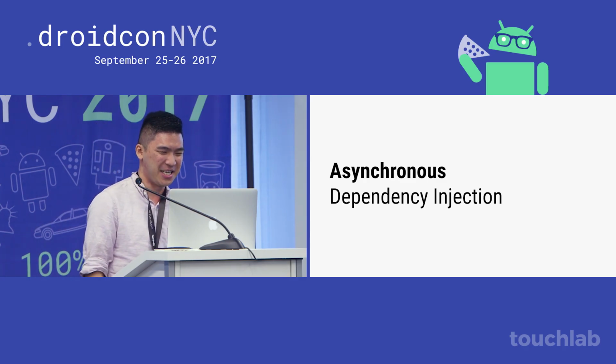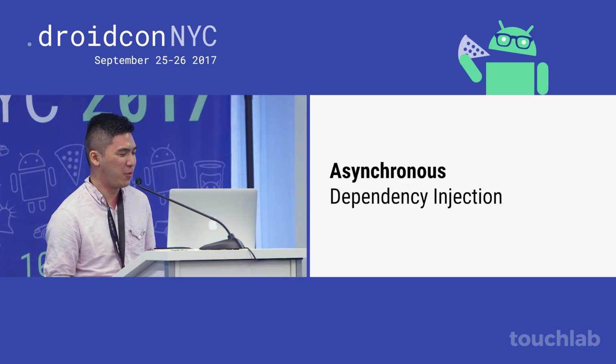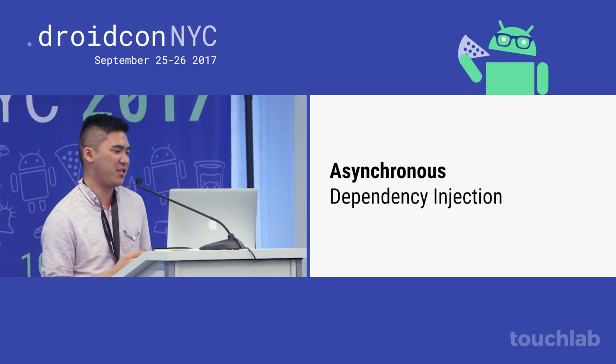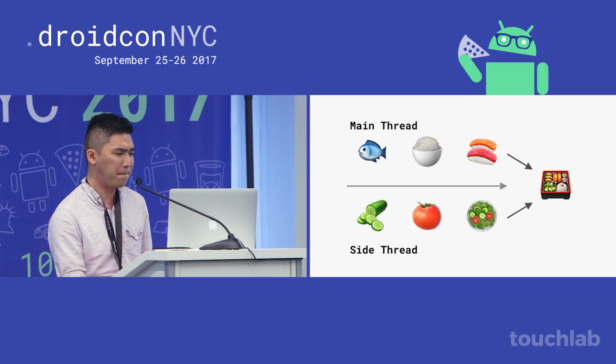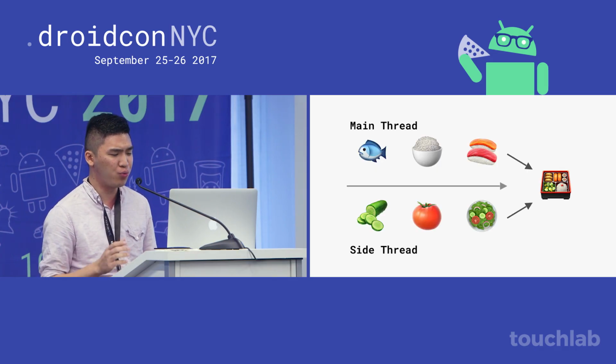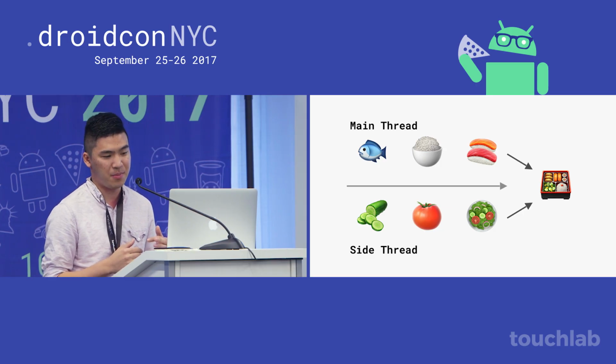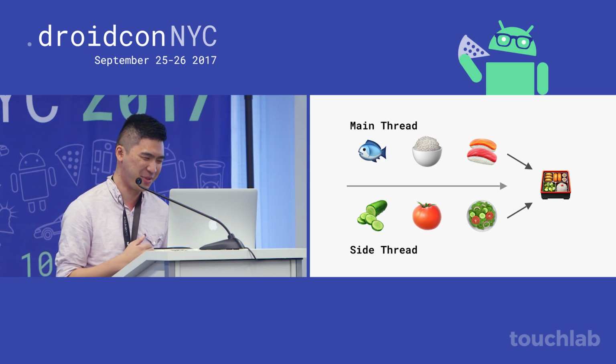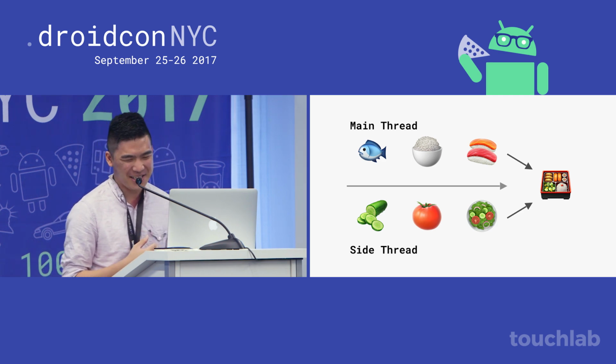Cool. So, what is asynchronous dependency injection? Well, instead of creating all those things that we just saw on the main thread, we want to create at least some of those dependencies, maybe even all of those dependencies, off the main thread. Here I call this a side thread. I thought I was being clever. I don't know.